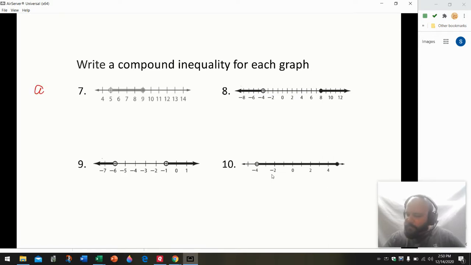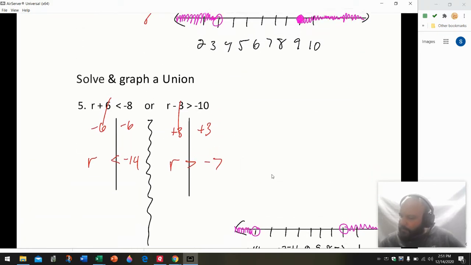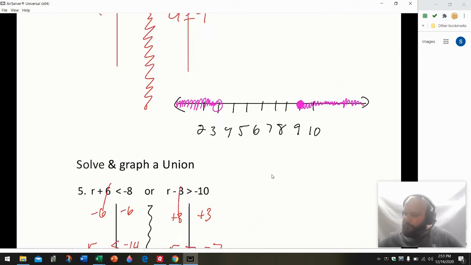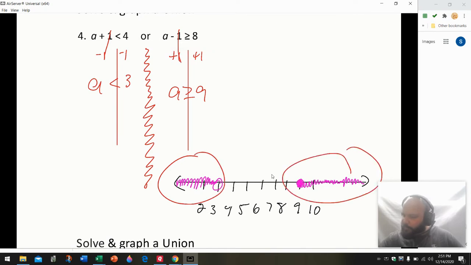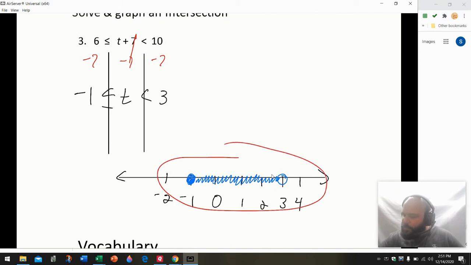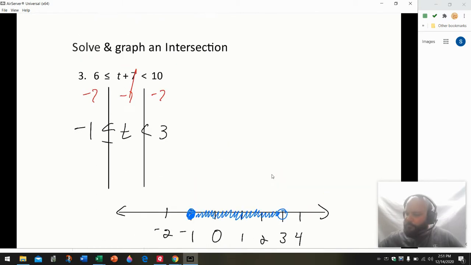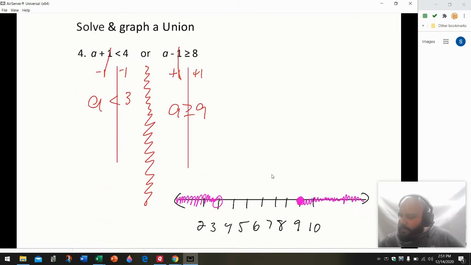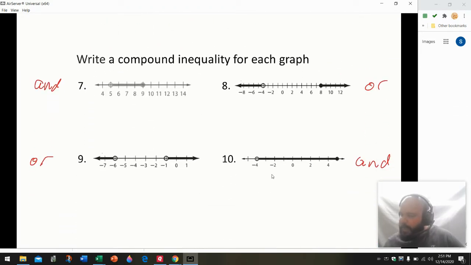This one's an AND. This is an OR. This is an OR. That's an AND. Now, how do you know that? Well, if you go up here and look at the graphs of the ORs, you can see that the ORs just have graphs at the end of the number line. Same with this one. That's an OR. But if you go up here to the ANDs, you can see the ANDs are one solid graph in the middle. This is an AND, one solid graph in the middle. So that's the first thing that you want to determine: is it an AND or an OR?